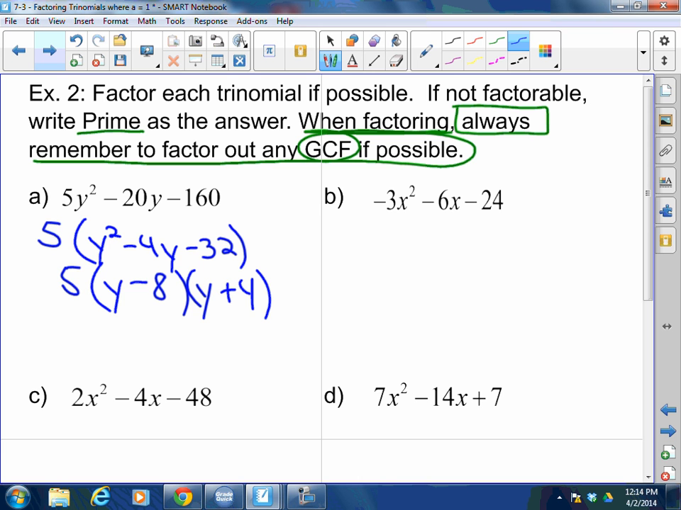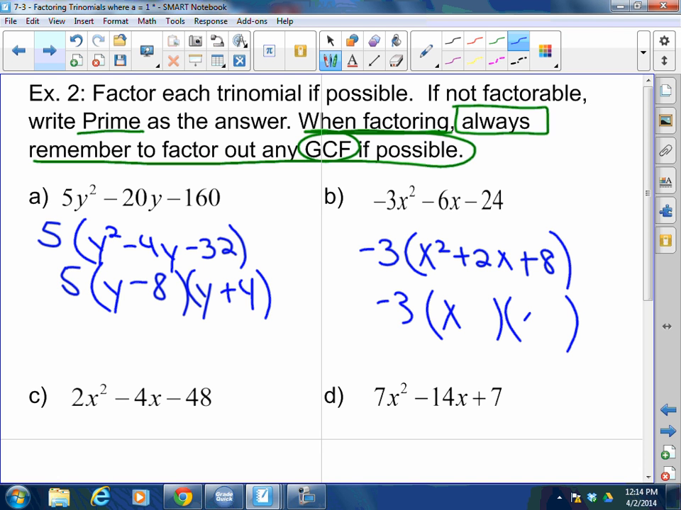Next, for B, what can I factor out of there, my brothers? And my sisters out there in the internet world. Negative 3, yes. So I'm left with x squared plus 2x plus 8. Okay, what times what is 8, but when added together is 2? 2 and 4? No, 2 plus 4 is not 2. No, it's not going to be 2 and negative 4 because negative 4 times 2 is not positive 8. So it's going to be prime.